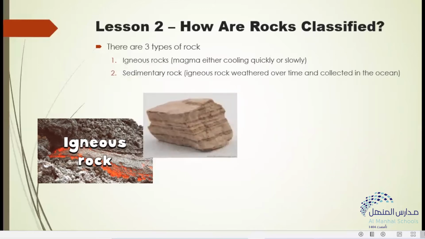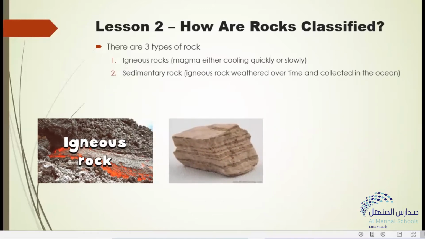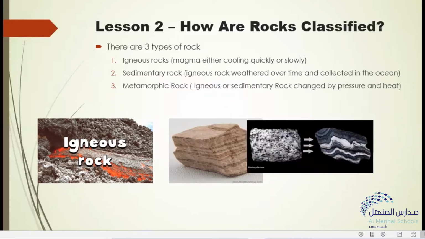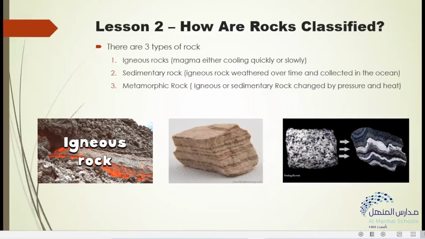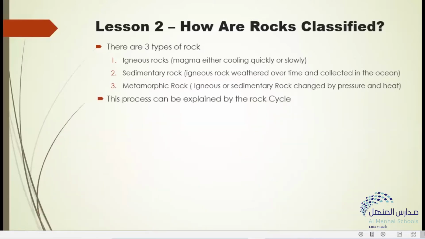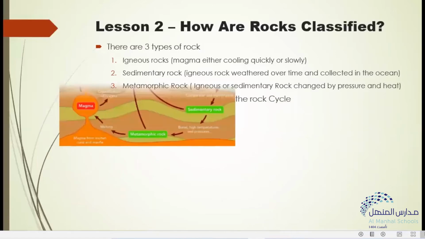Sedimentary rock is igneous rock that is weathered over time and collects in the ocean. So we can see that sediments have been weathered, carried down and laid on top of one another by looking at these lines. Then you get metamorphic rock. Metamorphic rock is igneous or sedimentary rock that has changed over a period of time due to pressure and heat. And all this can be explained by the process of the rock cycle.